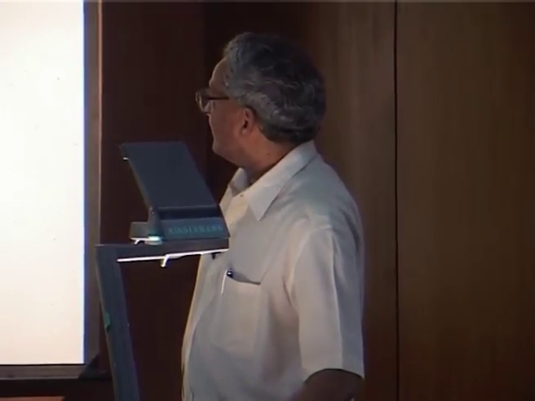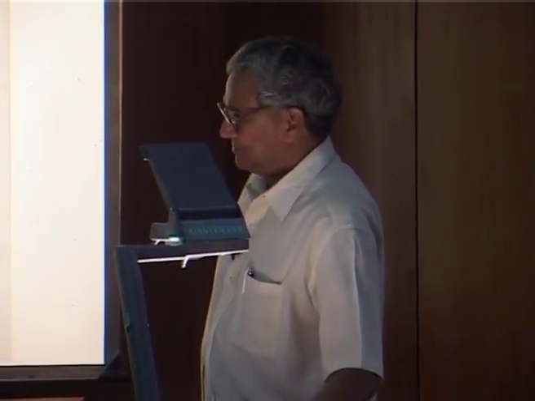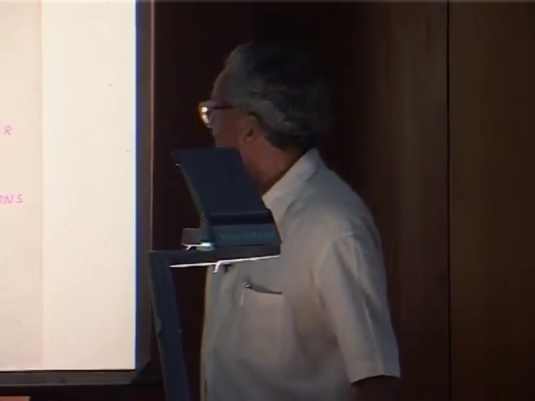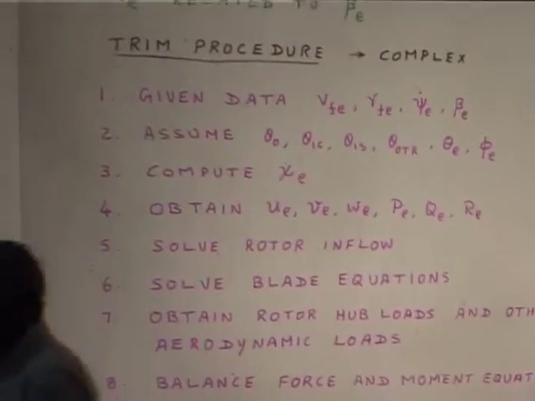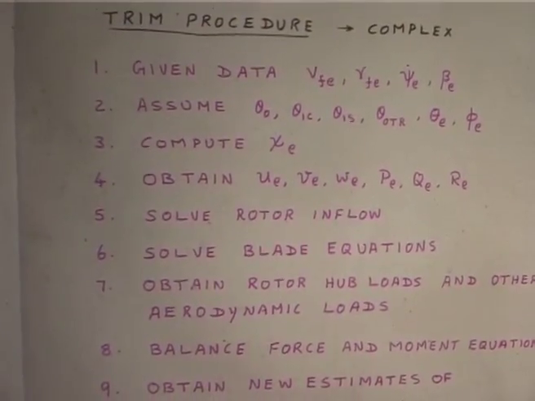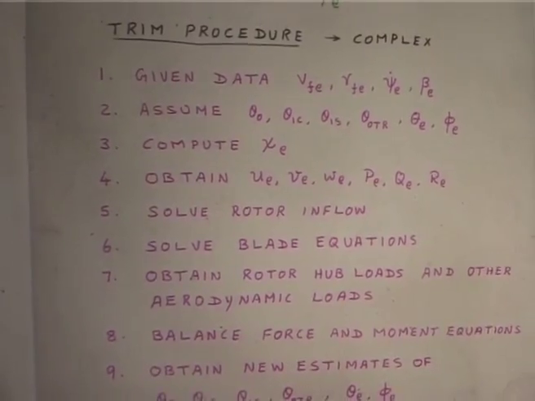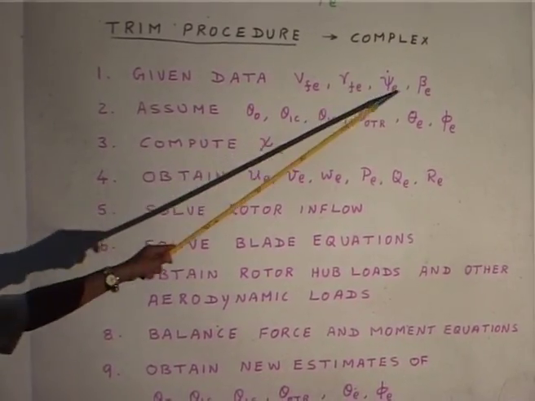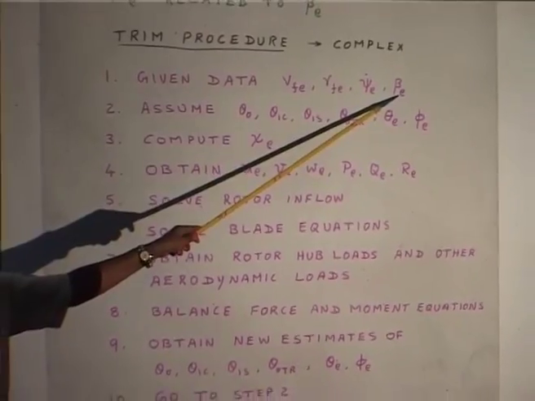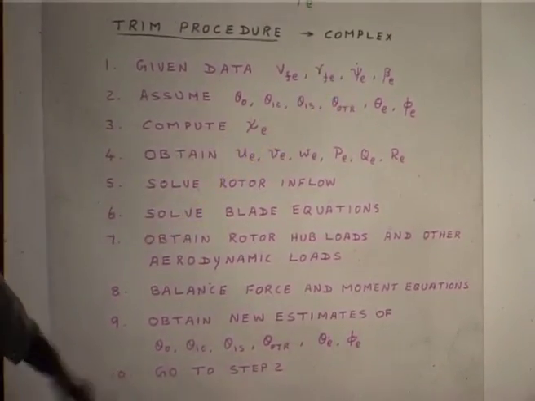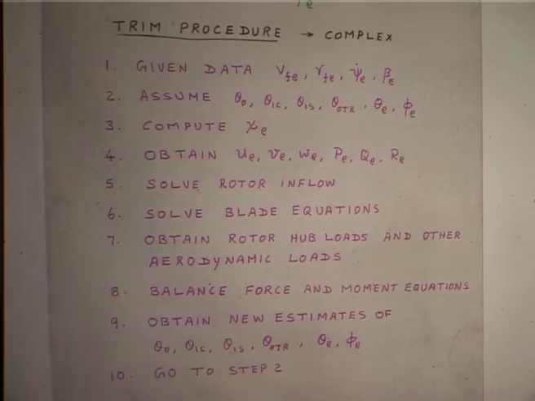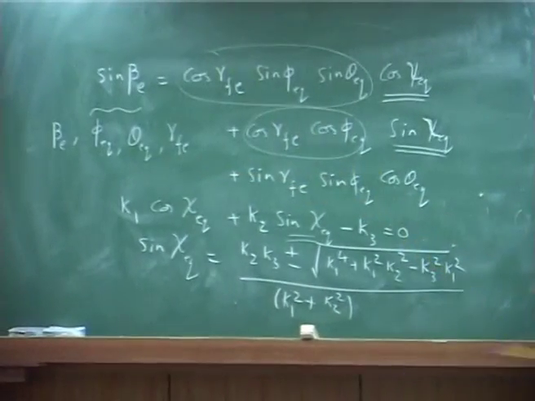Trim procedure, I just put it complex. Given the data, velocity, flight path, and then turn rate, side slip. Once I have this, I go back and solve first the track angle, but assuming theta EQ and phi EQ.